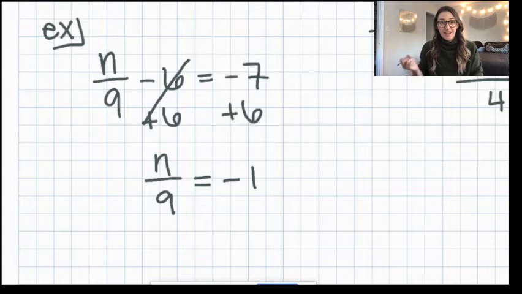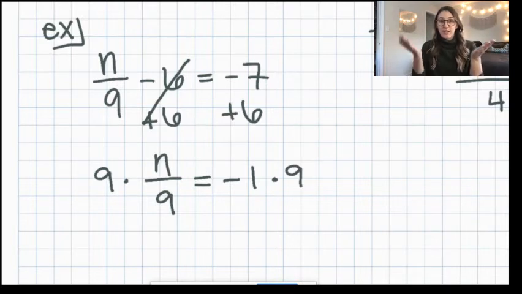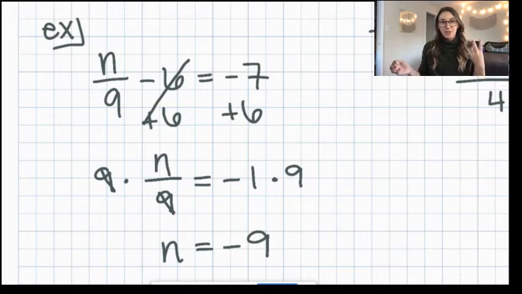Our last step to isolate the variable would be to undo the divide by 9. The opposite of dividing by 9 is multiplying by 9. So we're going to do that to both sides. Whatever you do to one side, you have to do to the other side. The 9's would cancel out, and we would be left with n, the variable isolated, equals -9. And that's it. 2 steps to solve this equation.